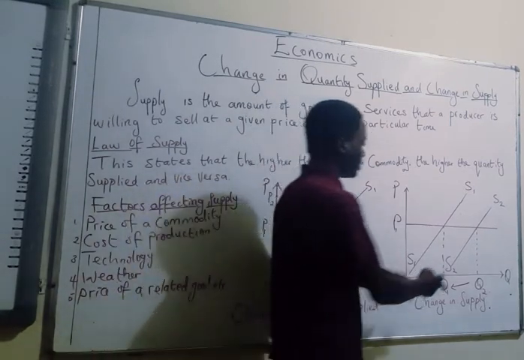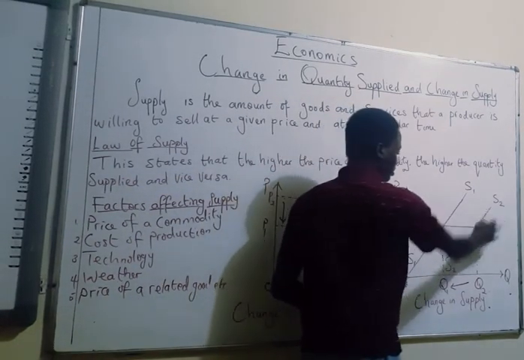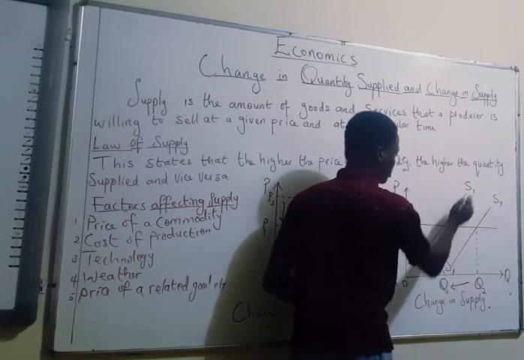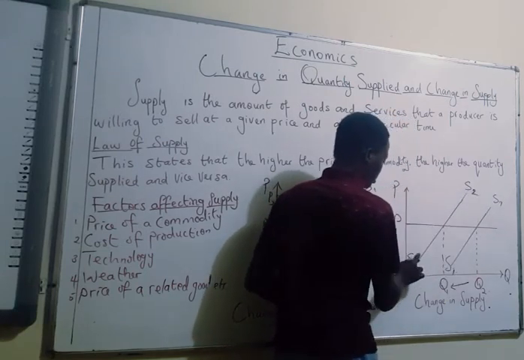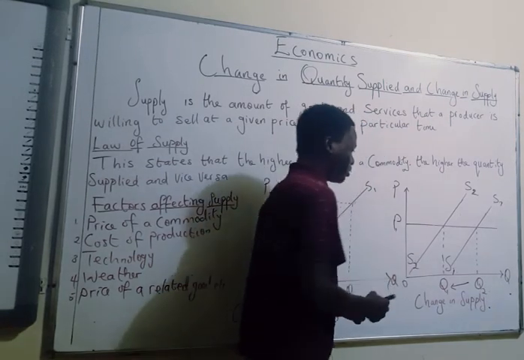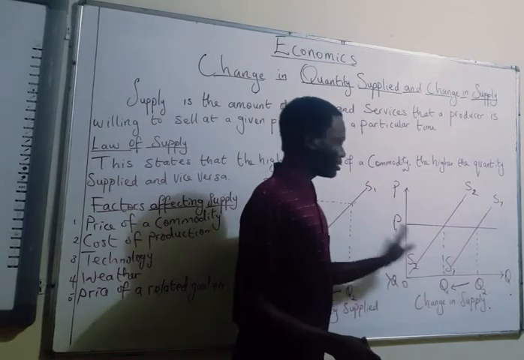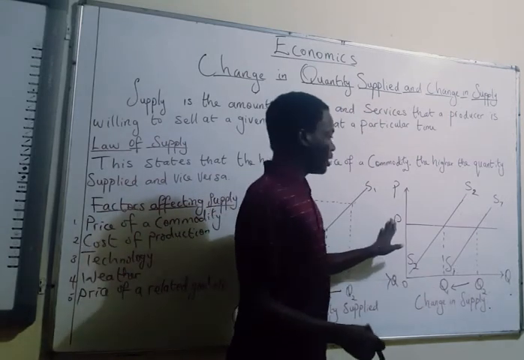Okay, so the initial curve would have been S1. So in this case, let me just name it. Okay, so let's name it S1, then S2. So when there is an increase in the cost of production, less is supplied to the market at the same price.